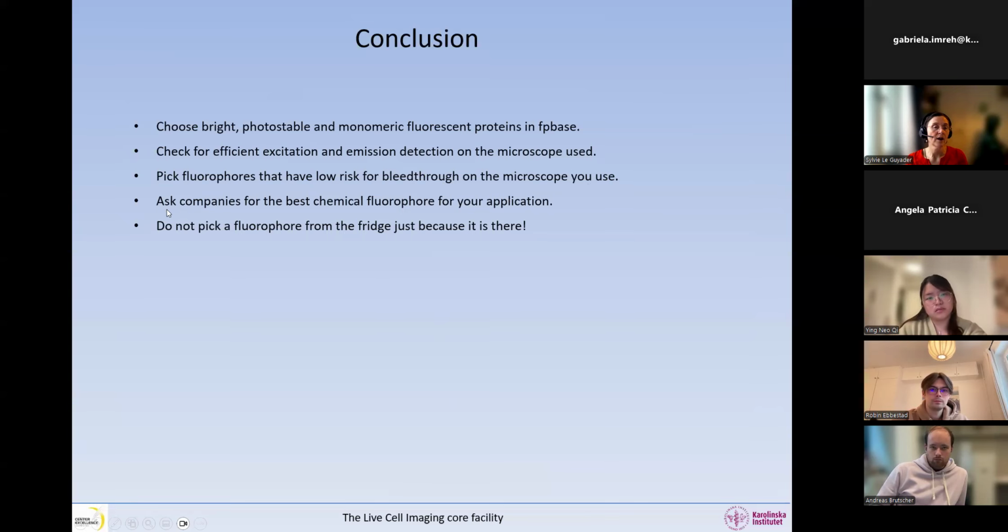And also ask the company for the best chemical fluorophores for your application. They will be more than happy if they can sell you a new fluorophore. They will be more than happy to give you some advice. So please do not pick a fluorophore from the fridge just because it's there. Be critical and try to evolve the things that you have in your lab.